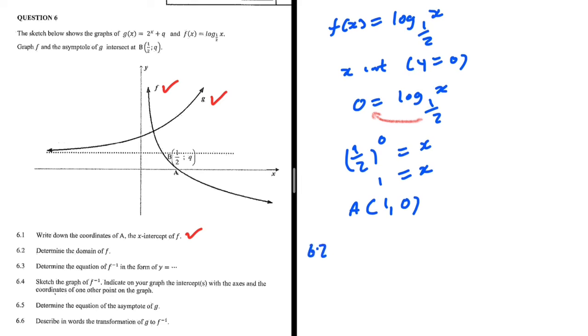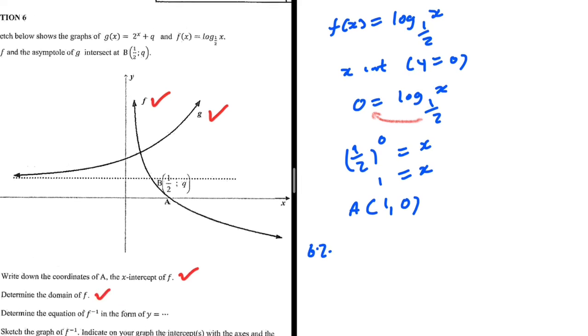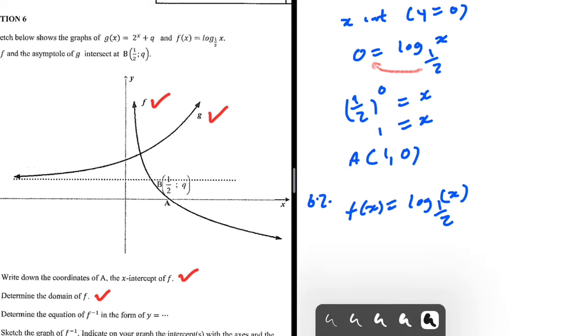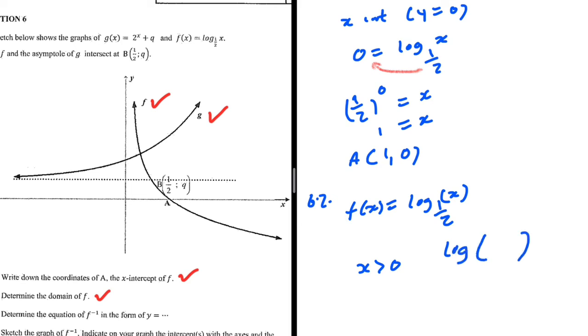Let's take a look at 6.2. Determine the domain of f. Well, we still have f of x being equal to log of x and then the base is half. The base doesn't really affect us that much. It's this x that we need to pay attention to. For the function f, the domain is x greater than 0. That is because with log, we can only feed it positive numbers, numbers greater than 0 essentially. We cannot feed it 0 or numbers that are less than 0.